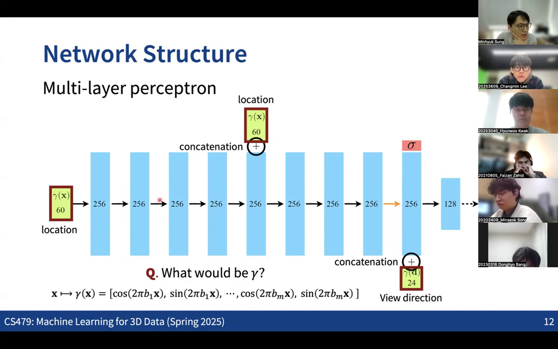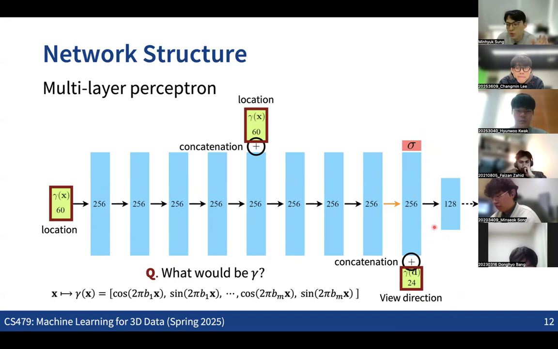And when we feed the input of the location and output the opacity here, and also feed the view direction information and get the radiance here, the path from position to opacity is much deeper. It has multiple layers, lots of layers from the input to the output, while for the view direction to the radiance, we only have two layers.